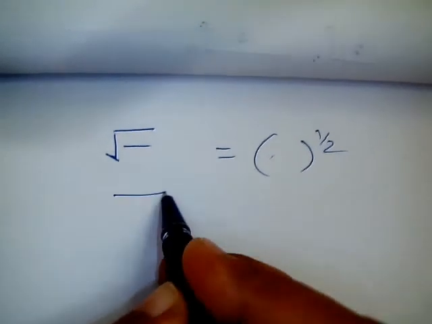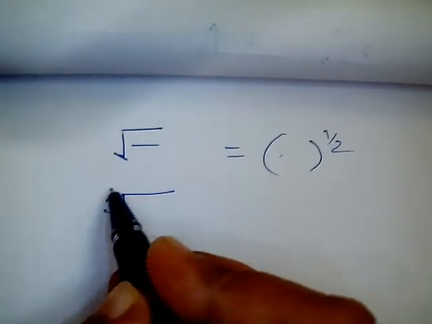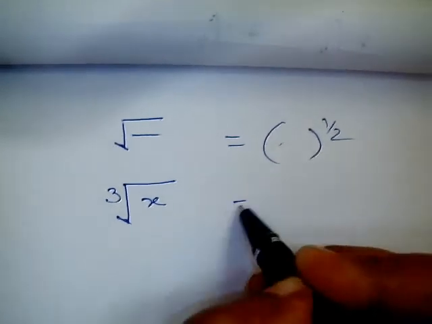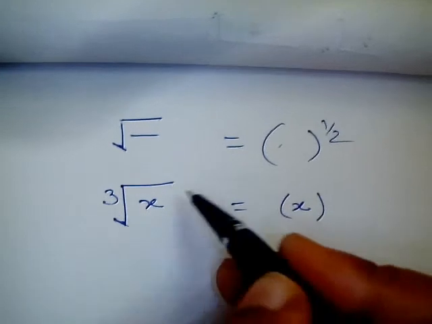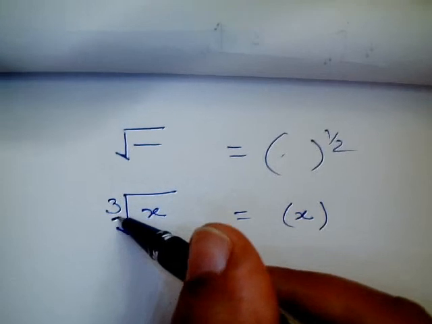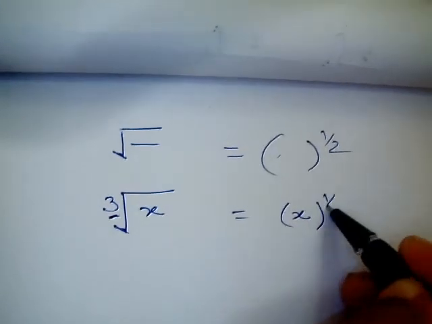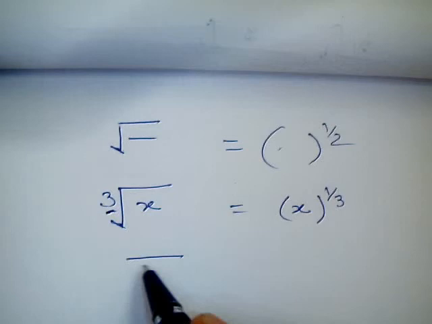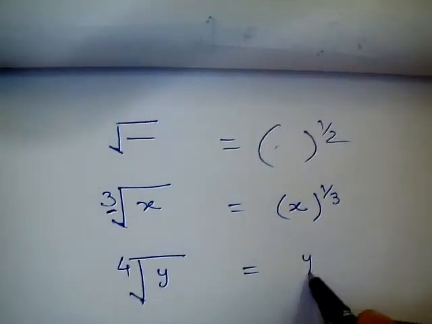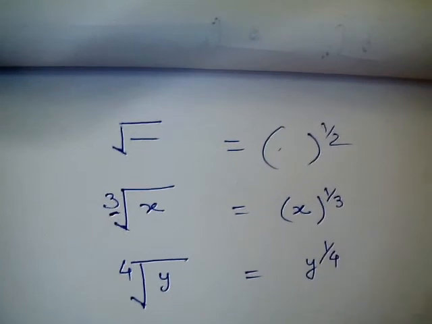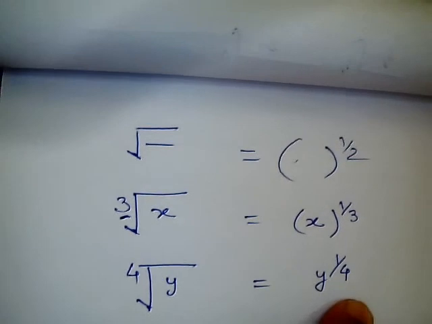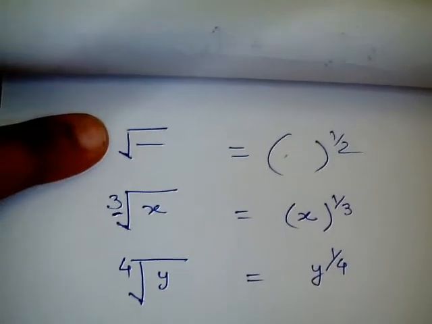But when I write an index over here, suppose for example I have written 3 and inside is x. What is going to happen when you remove that root sign? This is not called square root, that's called cube root because the power is 3. So it's going to become x to the power 1 over 3. Suppose it is written y with index 4, it means y to the power 1 by 4. So whatever the index is outside, that comes in the bottom part, 1 upon 4. If there is no index, the power is always half.